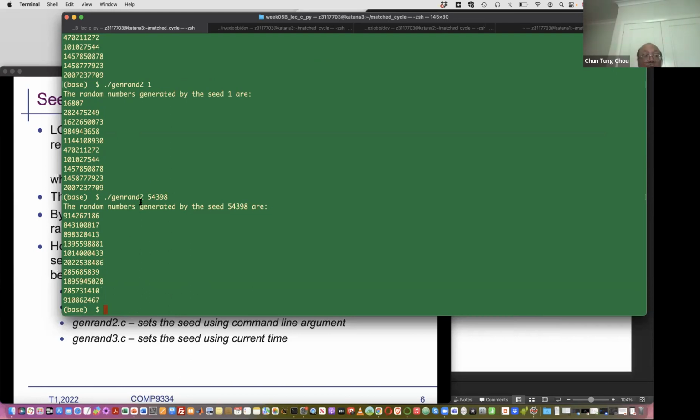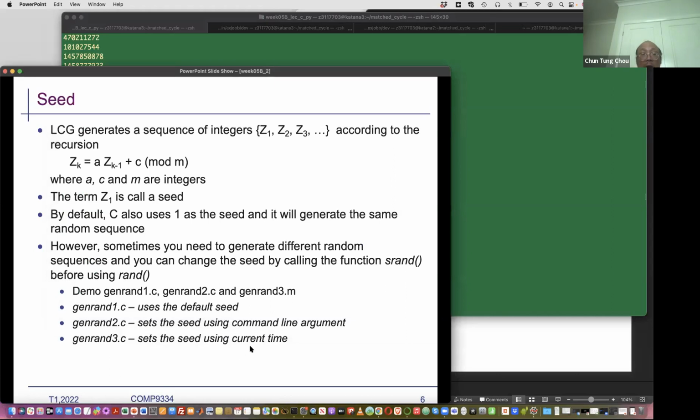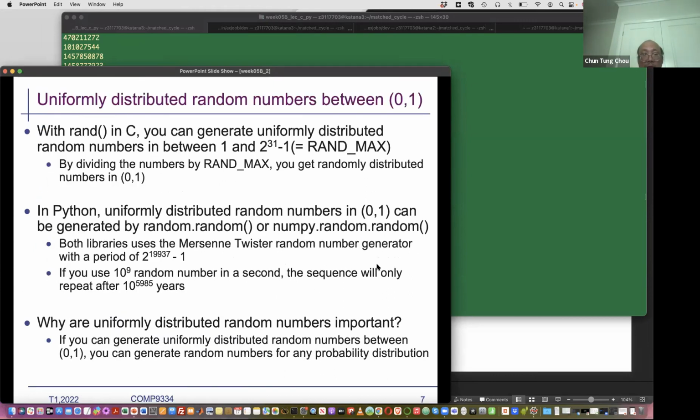So if I use this program genrand2, I specify what the beginning seed is. Now, it's quite clumsy if you want to do many replications and you have to specify your own seed all the time. So one way is to use the current time, the time that you start the random number generator, and use that time to generate a seed. So if your programs are running at different times, then you will get different numbers. That is the program that I have in genrand C, which I've also given to you.